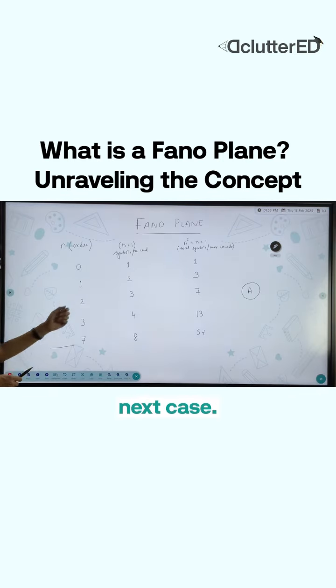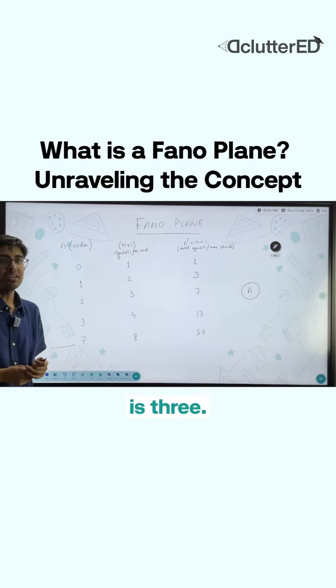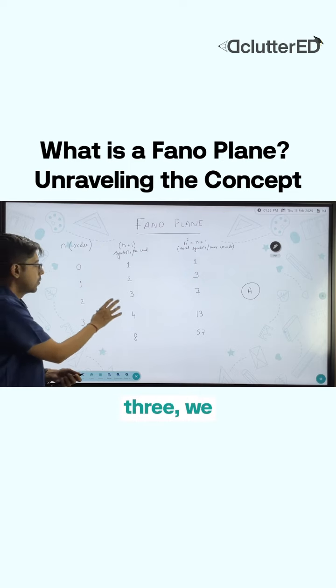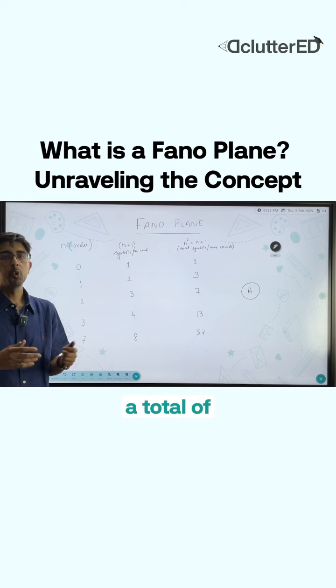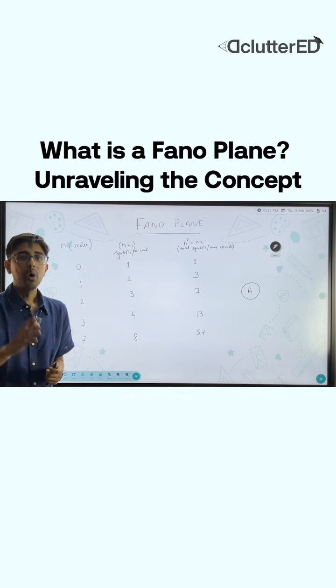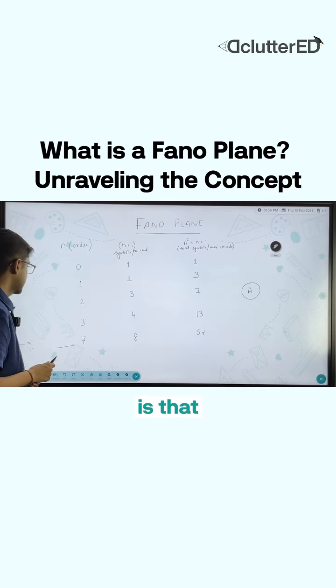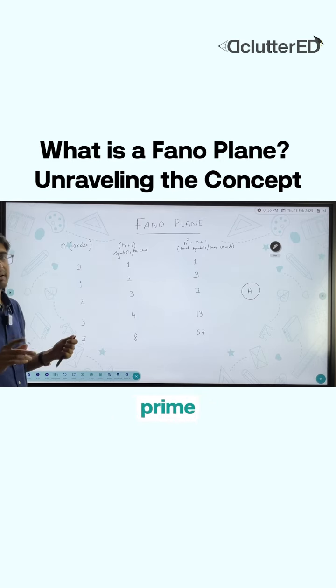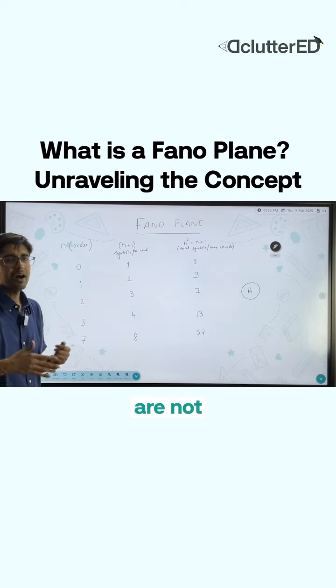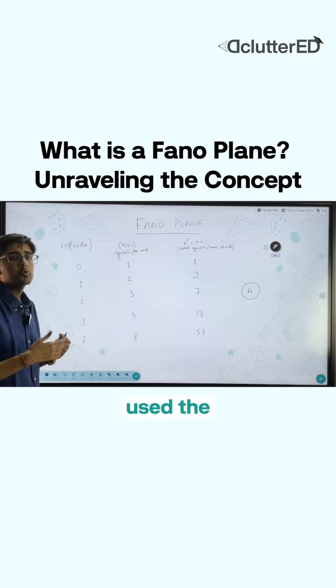Let's look at the next case where n is 3. If n is 3, we need 4 symbols per card and we can have a total of 13 cards. One very interesting thing to note here is that the values of n for which the Fano plane concept applies are all prime numbers. Now 0 and 1 are not prime numbers, but I have used the concept of 0 and 1 as the trivial solution.